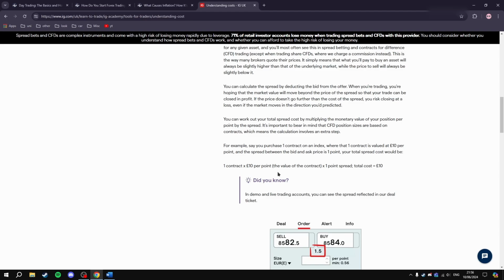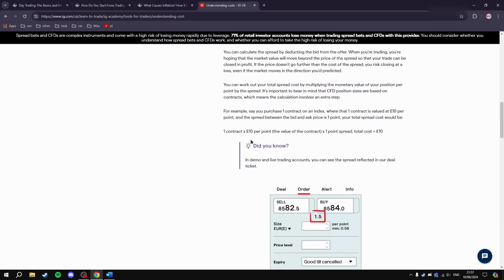It simply means that what you'll pay to buy an asset will always be slightly higher than that of the underlying market, while the price to sell will always be slightly below it. So you can calculate the spread by deducting the bid from the offer. When you're trading, you're hoping that the market value will move beyond the price of the spread so that your trade can be closed in profit.